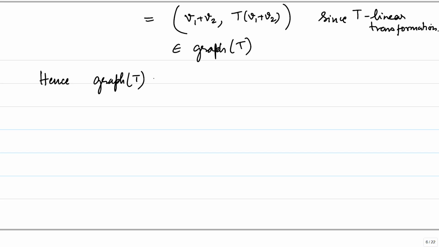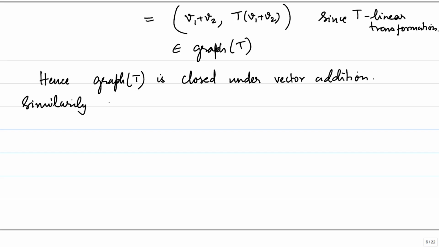Similarly, graph of T is also closed under vector scalar multiplication. I'll leave that as an exercise for you. And therefore it is a subspace.